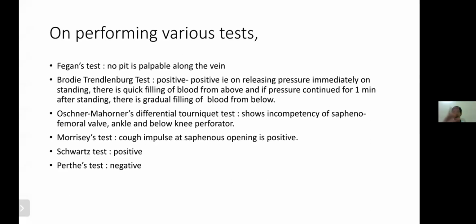Okay. So that is how you determine the level of incompetence. That is how ultimately, if SFJ is incompetent, the treatment plan changes. Perforator incompetence, treatment plan changes. Okay. Did everyone get that?